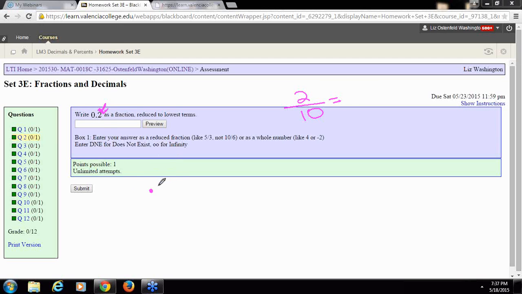What about 0.45? What would that fraction look like? It's going to be 45 over what? What do you guys think? 100. Very good. Excellent. But this needs to be simplified, correct? What number can I simplify 45 and 100 by?